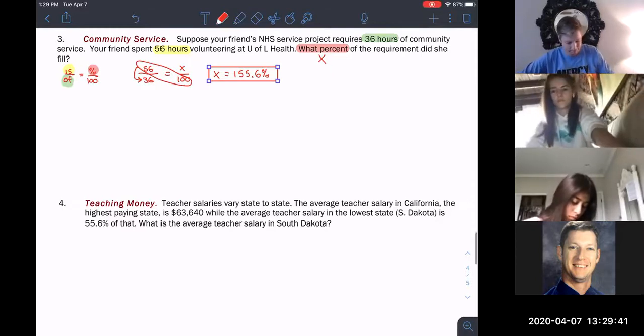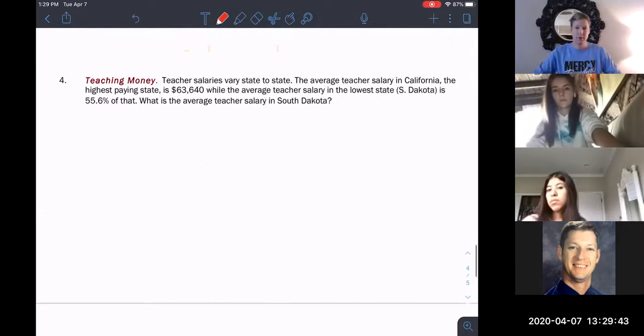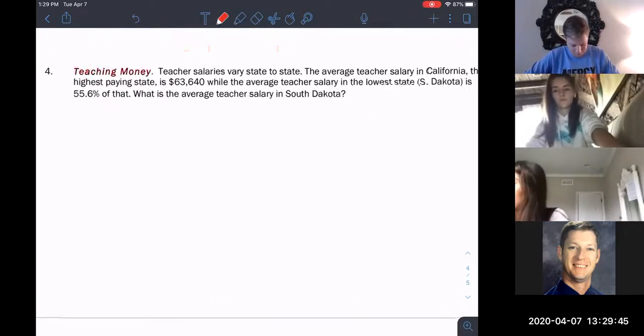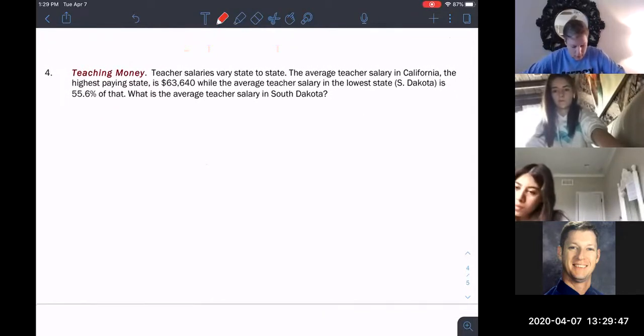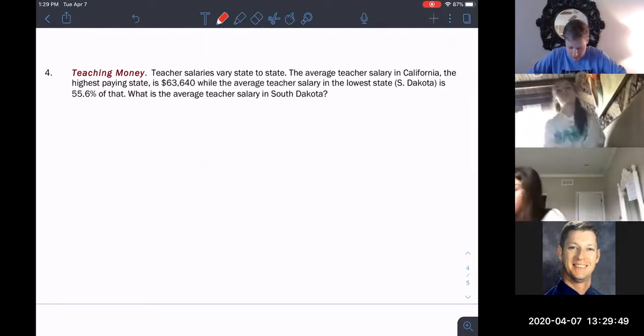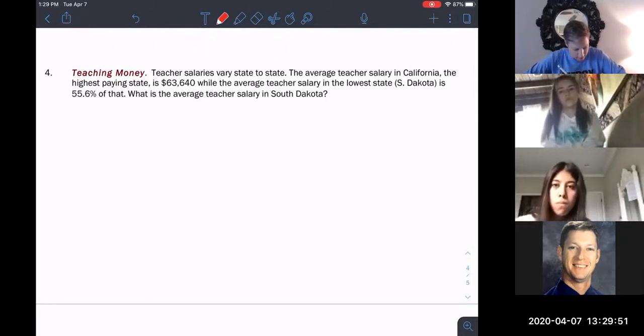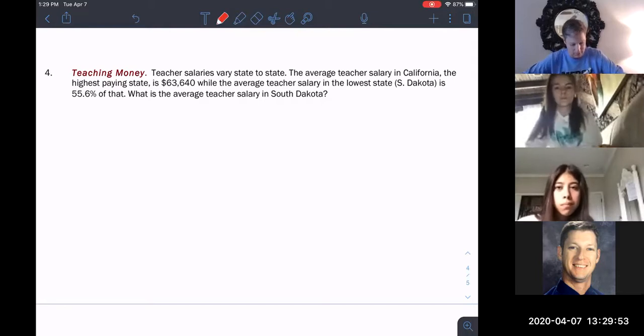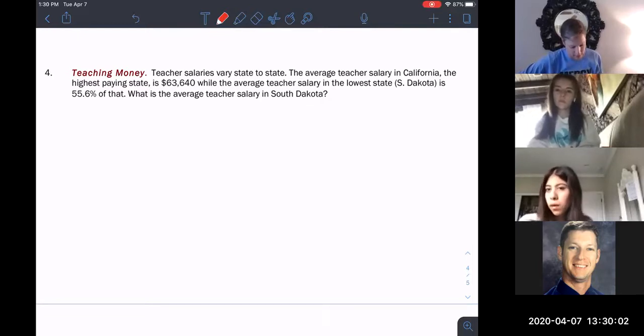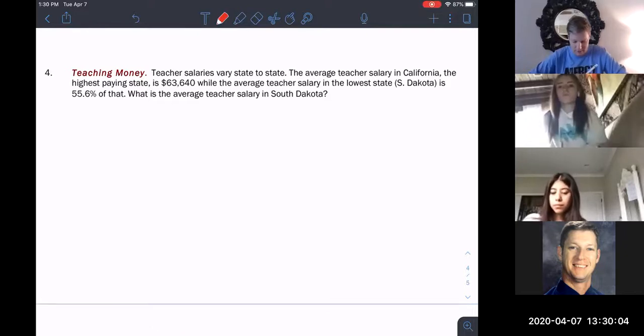Okay. All right. So let's do number 4. Teacher salaries vary state to state. The average teacher salary in California, the highest paying state, is $63,640, while the average teacher salary in the lowest state, South Dakota, is 55.6% of that. What is the average teacher salary in South Dakota?